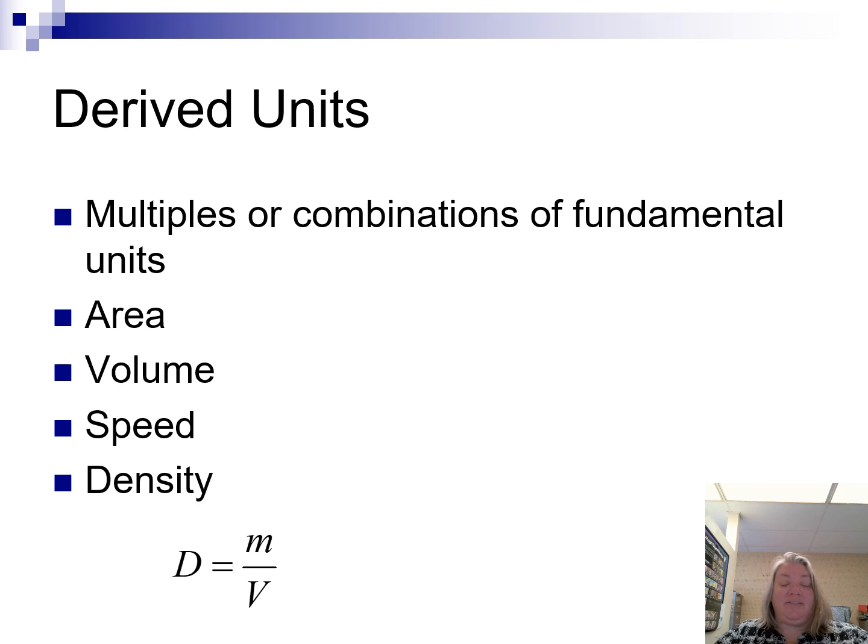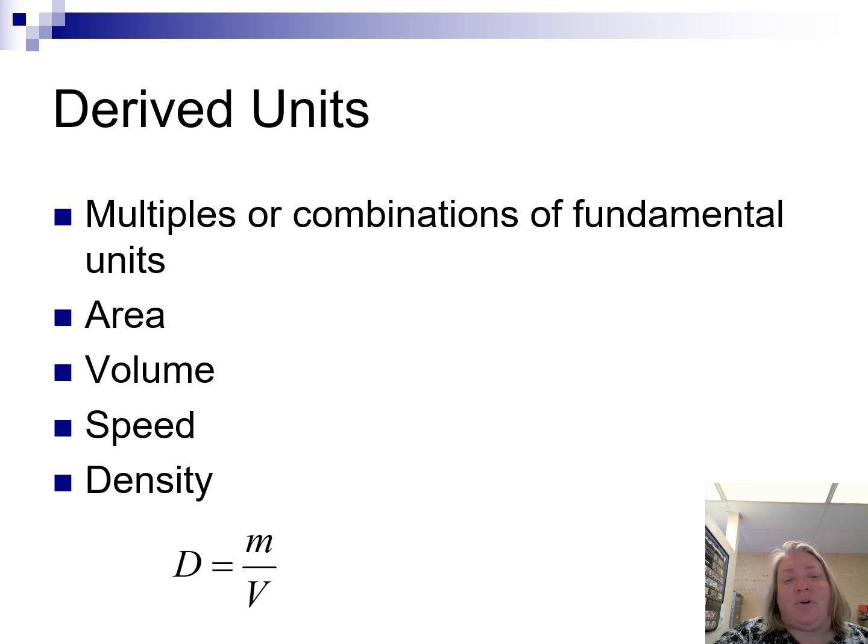And then we have density. Density is mass, so like grams or kilograms, divided by some sort of a volume. So we could talk about grams per cubic centimeter, or we'll talk about later how that's grams per milliliter or liter.